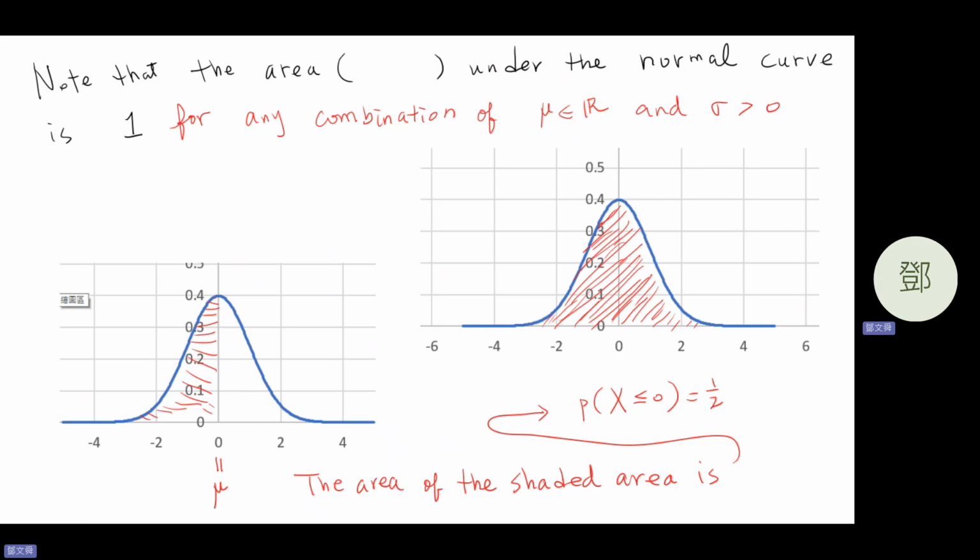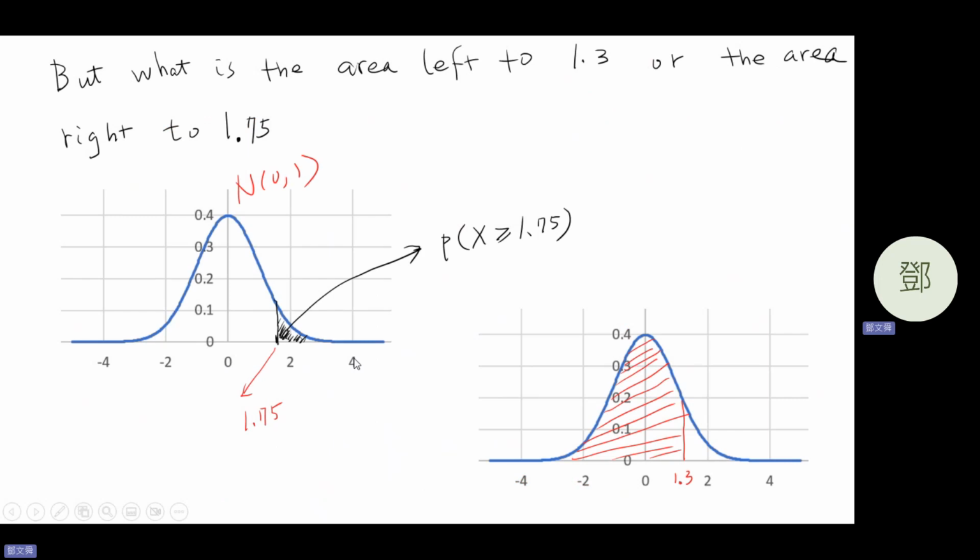But what about the area left or right to any point? Here, what is the area left to 1.3? What is the area left to 1.3? And what is the area right to 1.75? This is the standard normal.